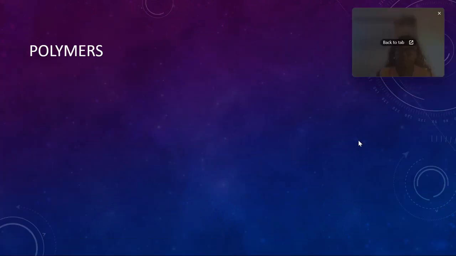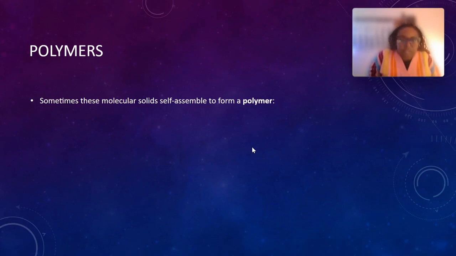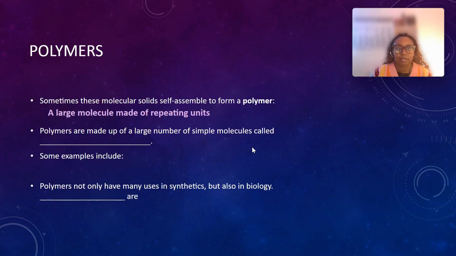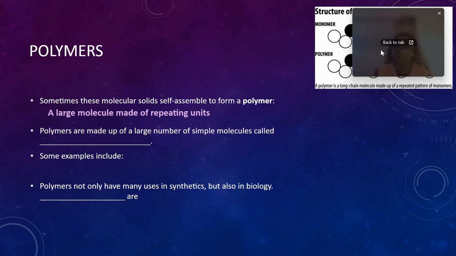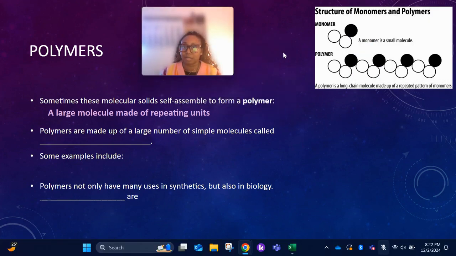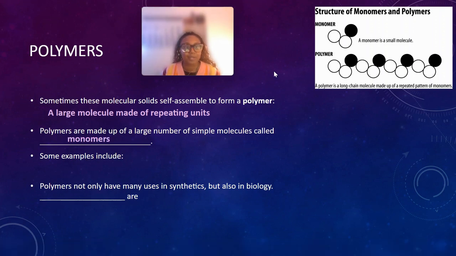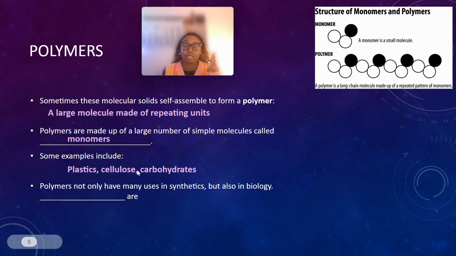All right. So polymers. Sometimes these molecular solids self-assemble to form a polymer. Hopefully you remember the word polymer from when you were learning biology. All right. So a polymer is a large molecule made of repeating units. Okay. And here's a picture of a monomer, a small molecule, a polymer, a long chain molecule made up of a repeated pattern of monomers. Okay. You learned this in biology, so hopefully you remember it. Polymers are made up of a large number of simple molecules called monomers. Some examples include plastics, cellulose, carbohydrates.